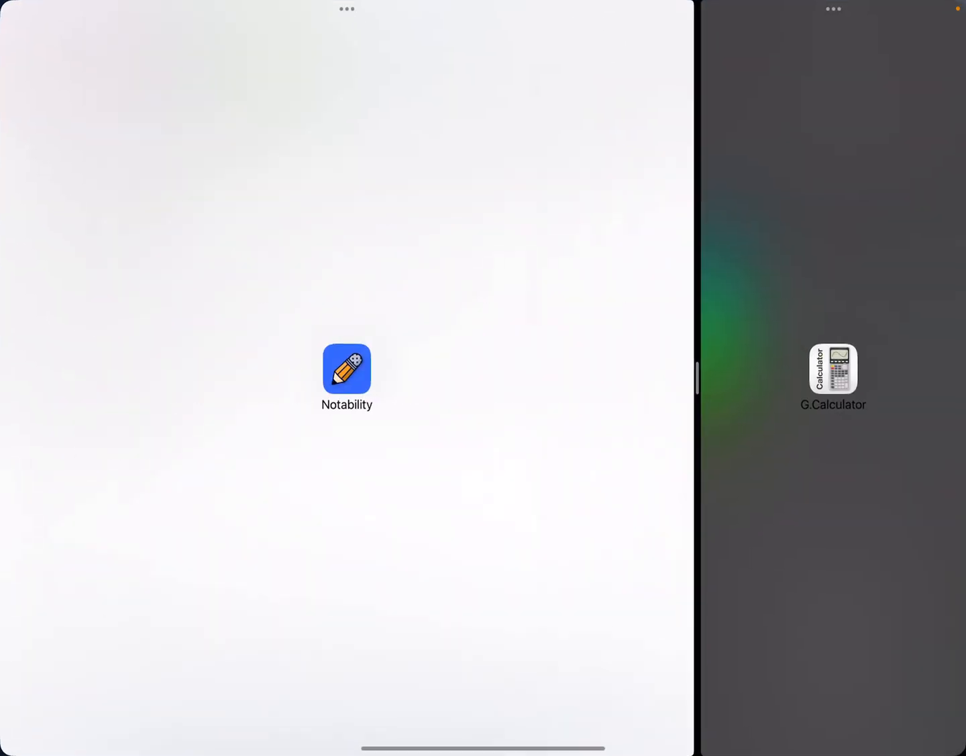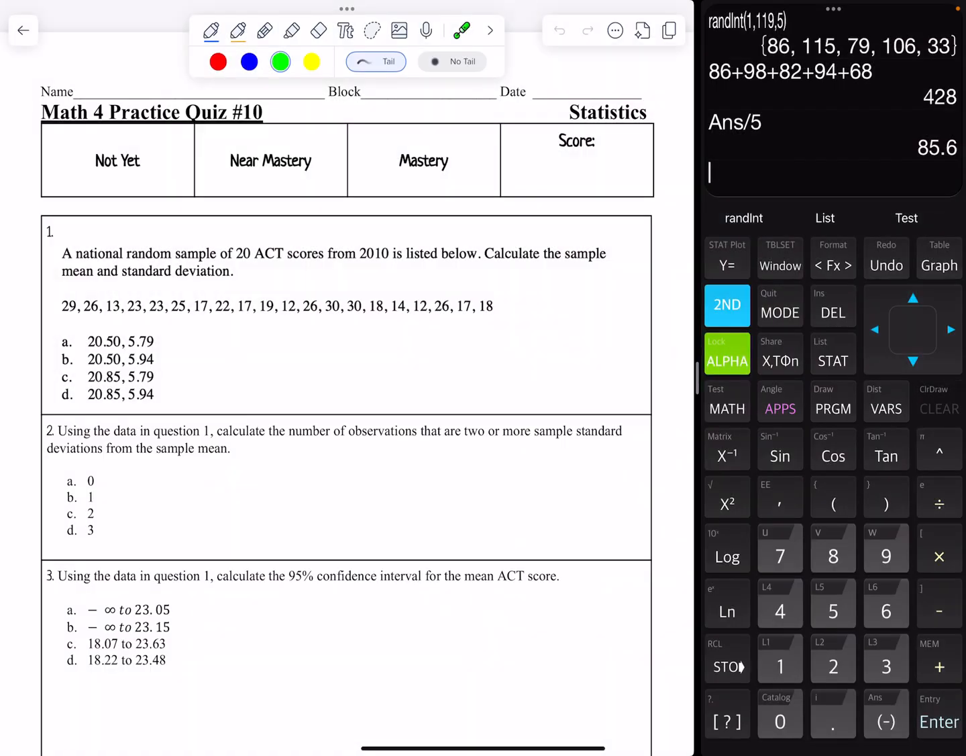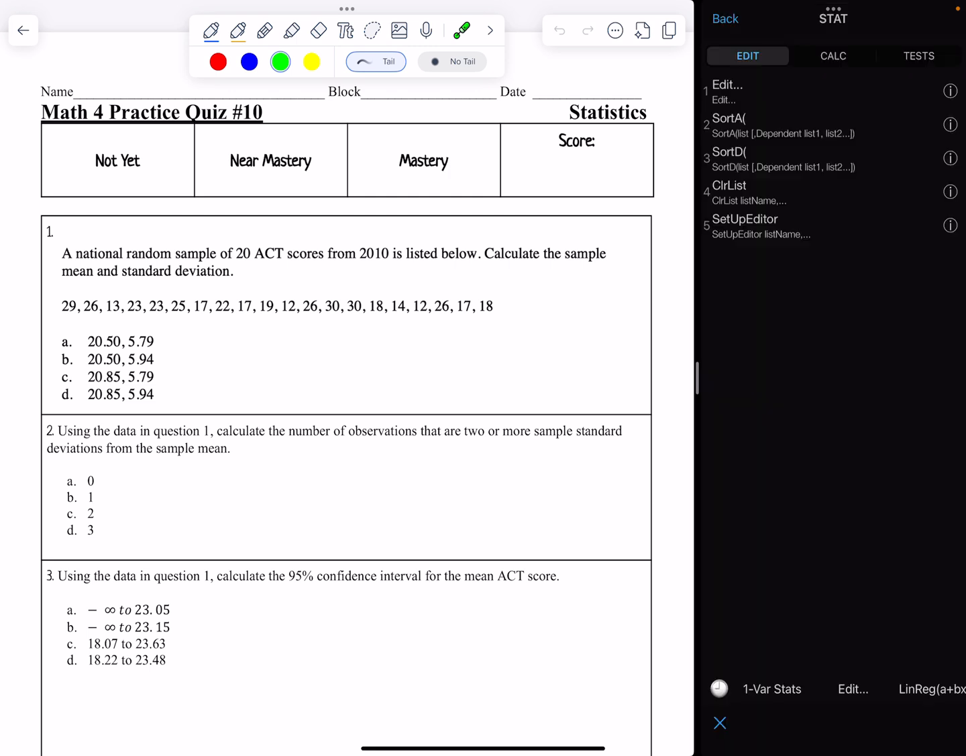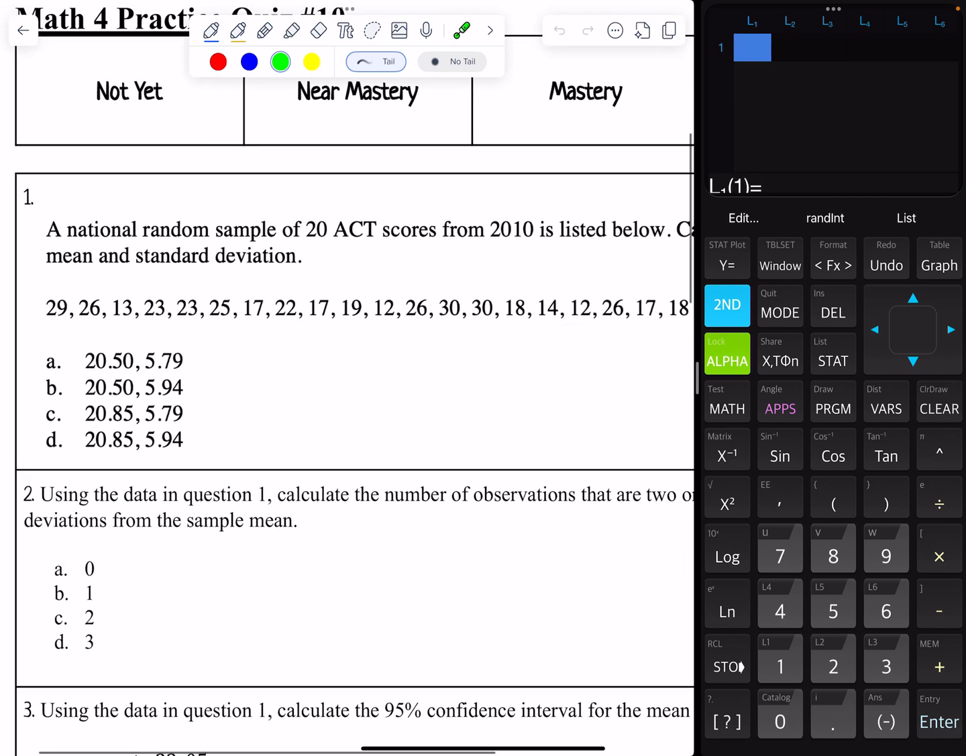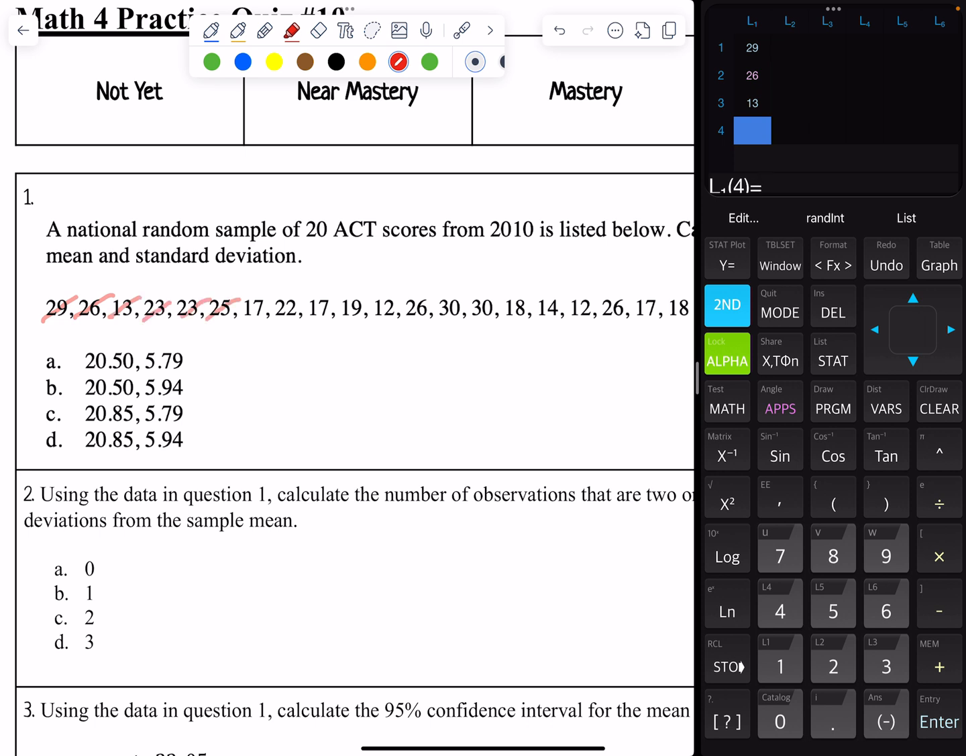So you want to go to stat. Hit stat and then edit and then clear out list 1 so you can type your data all in that one list. Be careful not to miss any numbers, and it might even help to highlight them as you go to make sure you don't skip anything. So I'm going to take my own advice, and so I have 29, 26, 13, 23, 23, 25.